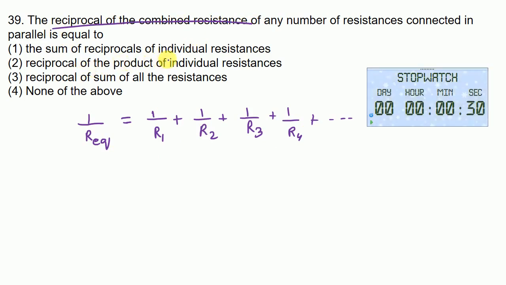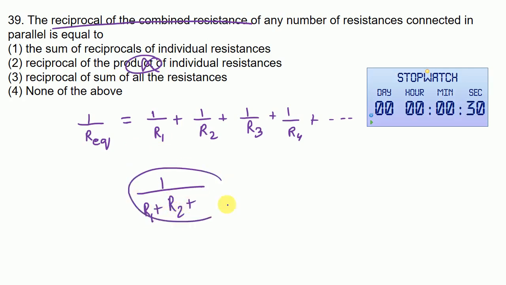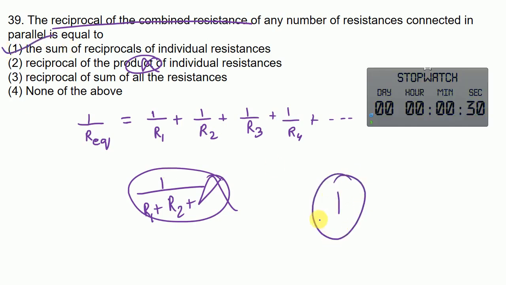Clear? Reciprocal of product, no, not the product. Reciprocal of sum of all the resistances. Reciprocal of sum means it is saying like this. So this is also wrong, right? This is right. So the first option 1 will be correct.